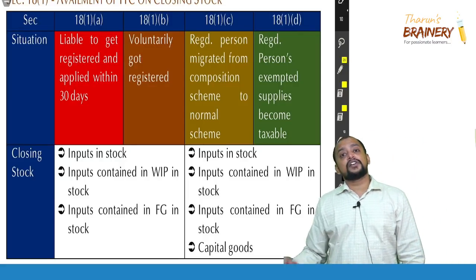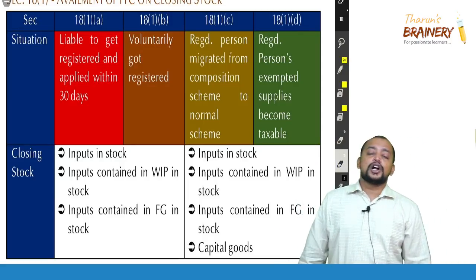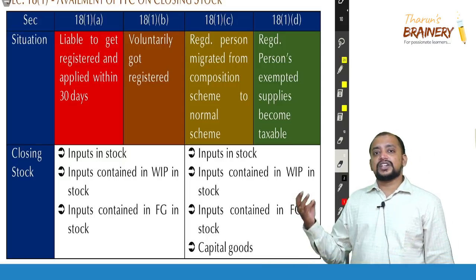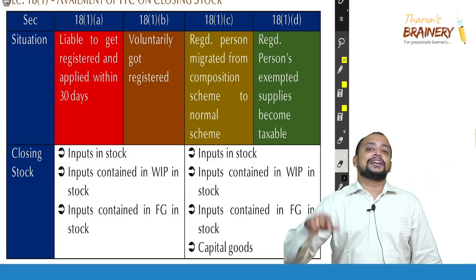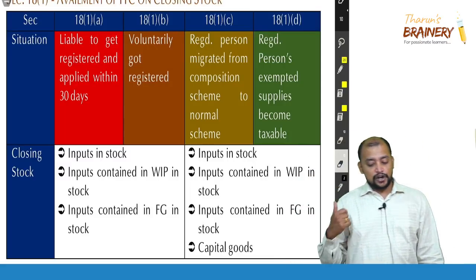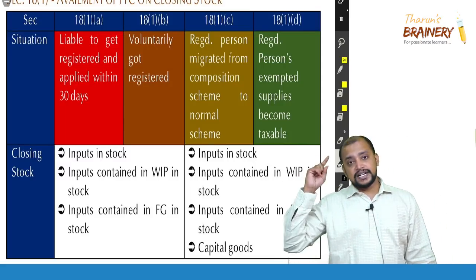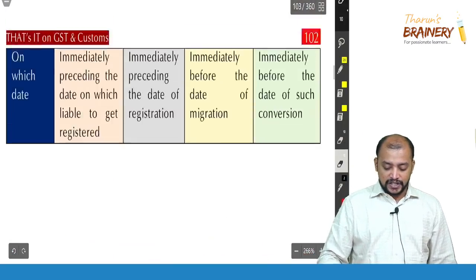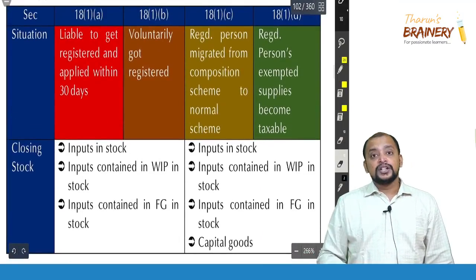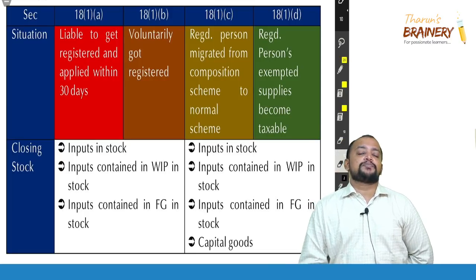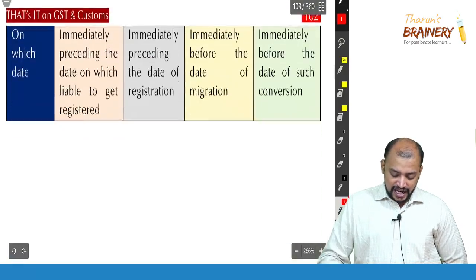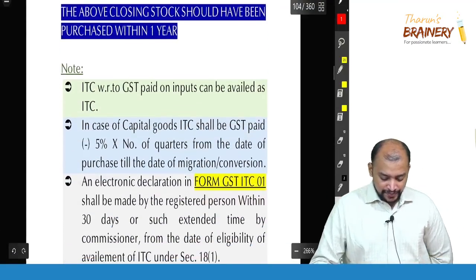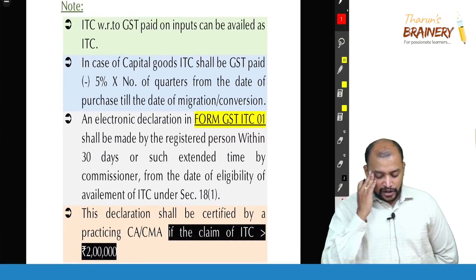But the meaning of closing stock here is not only inputs as such, inputs in WIP and inputs in FG, but even on capital goods we can take the credit. How much credit can we take on capital goods? Full ITC, whatever is the original ITC that is paid, as reduced by 5% for every quarter or part thereof.